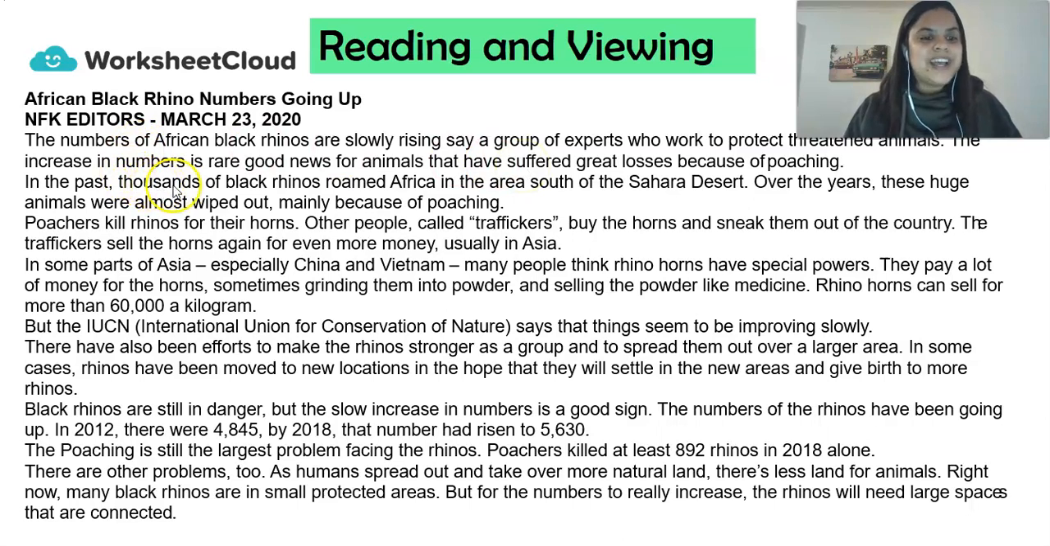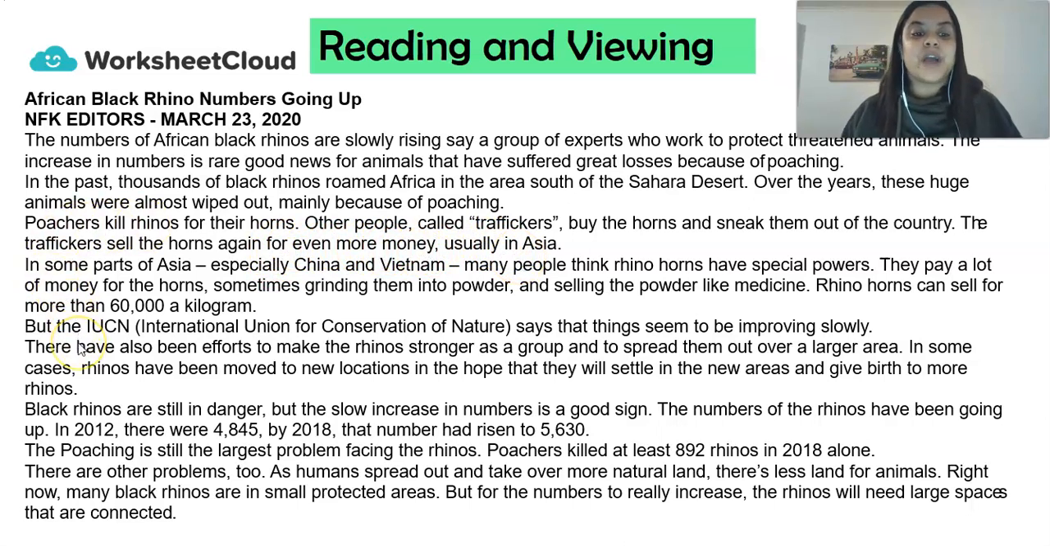In the past, thousands of black rhinos roamed Africa in the areas south of the Sahara Desert. Over the years, these huge animals were almost wiped out, mainly because of poaching. Poachers kill rhinos for their horns. Other people, called traffickers, buy the horns and sneak them out of the country. The traffickers sell the horns again for even more money, usually in Asia.